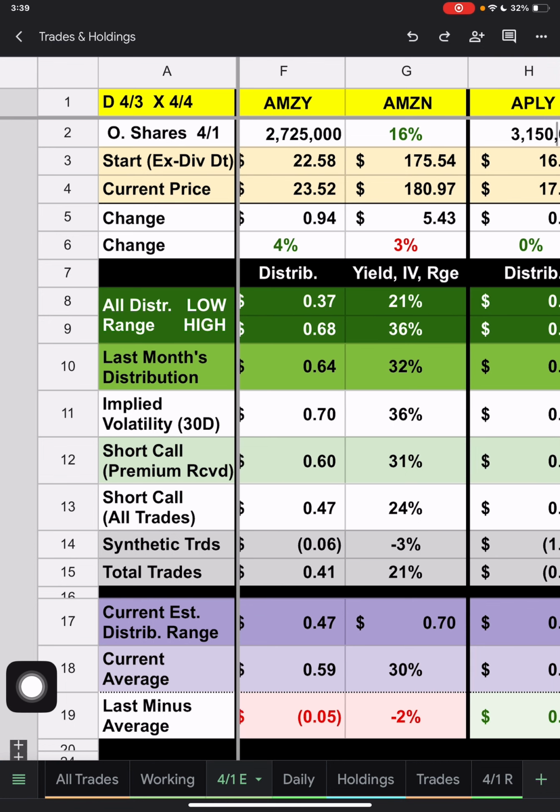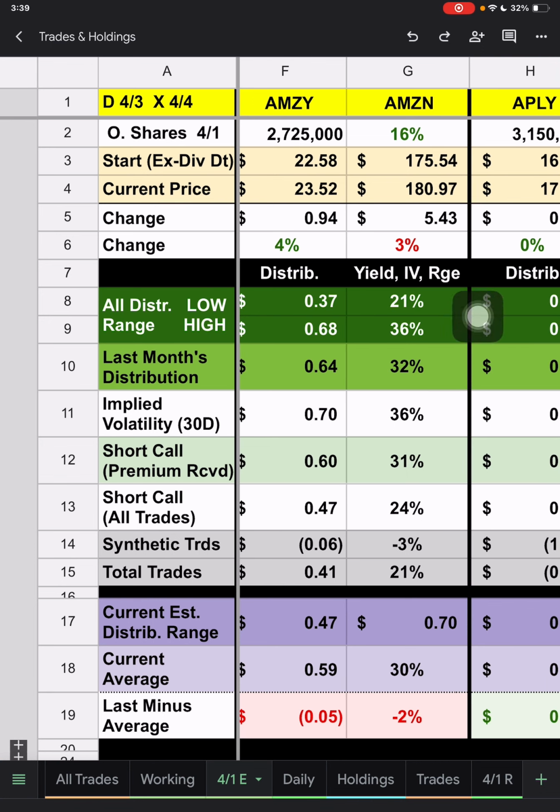We move on to AMZ. So AMZ's outstanding shares have gone up 16%. It looks like AMZ, the YieldMax ETF, has won again. It's up 4% versus Amazon being up 3%. And then, let's see, our short call premium received is 60 cents a share. Our current range, we're looking at 47 to 70 cents with an average of about 59 cents a share.